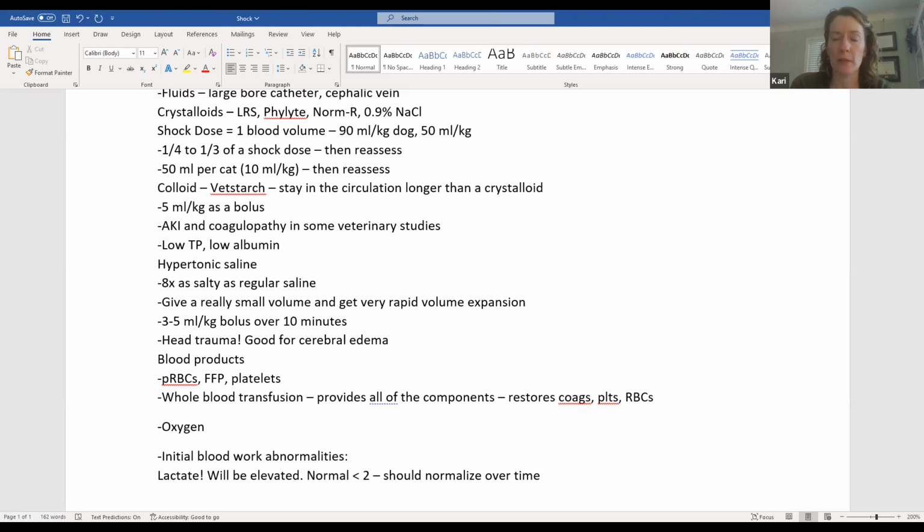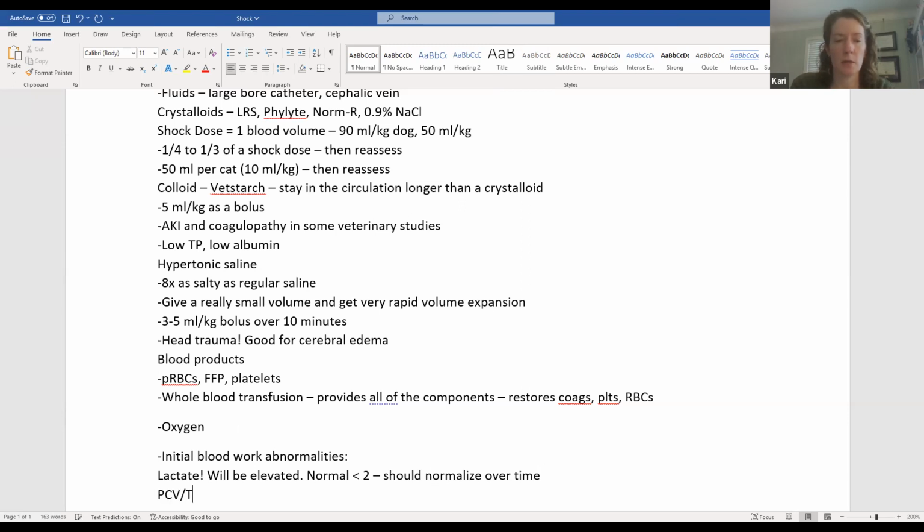And return to normal of lactate is actually a really good indicator in GDV dogs. There's some really nice studies out there that show if you can bring their lactate down as you fluid resuscitate them, it's associated with a better prognosis. Anything else?